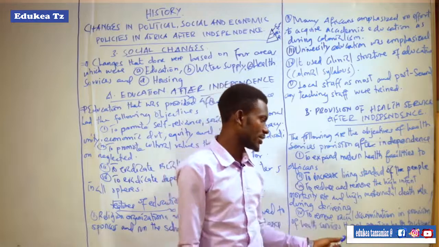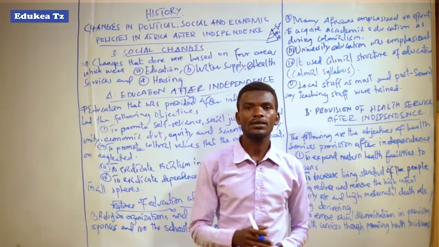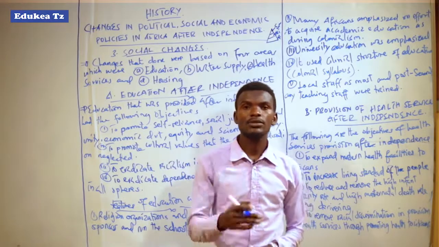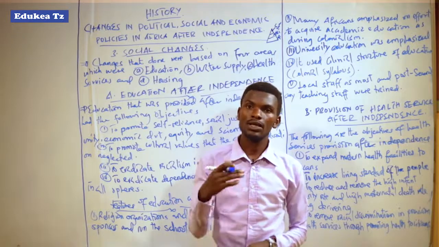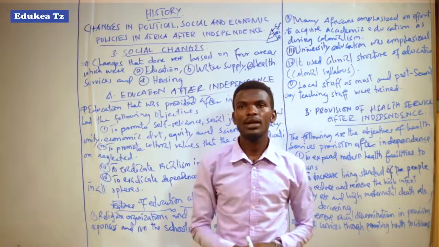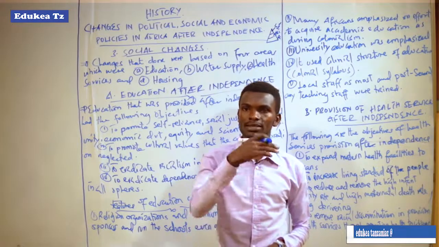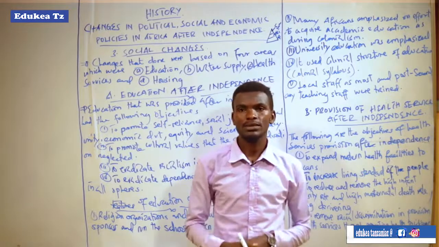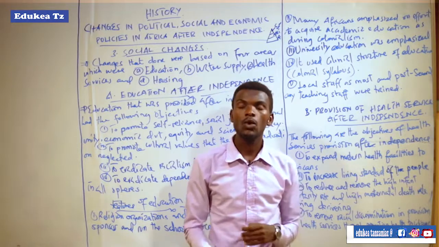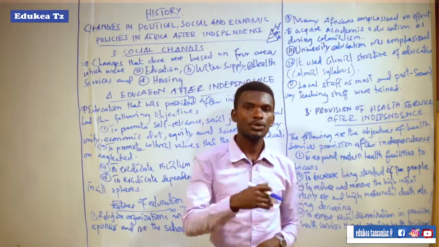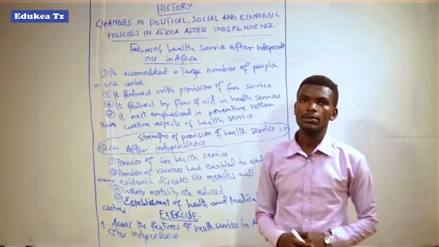discrimination in the provision of health services through promoting health to citizens. Another aim of providing health services was to remove racial discrimination. The provision of health services in many African countries was based on race, whereby white people were getting the best health services, the Arabs or Asians were getting medium health services, while the Africans were getting poor health services. So another objective of the provision of health services after independence was to remove racial discrimination.